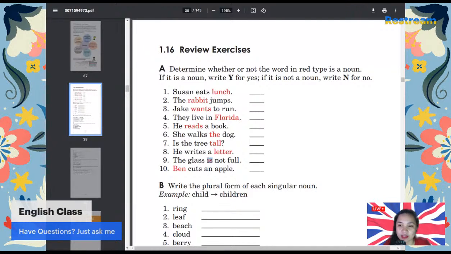And for the last one, number 10, Ben cuts an apple. So is the word Ben a noun? Yes or no? Yes, the word Ben is a noun because this is a name of a person. So hopefully you can have your recap from this first test, or test A, for the topic noun.